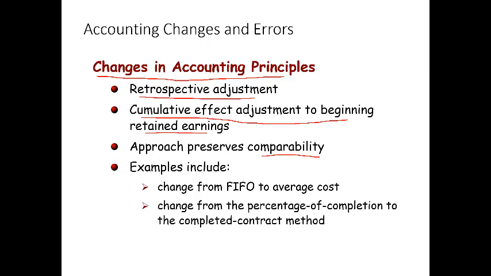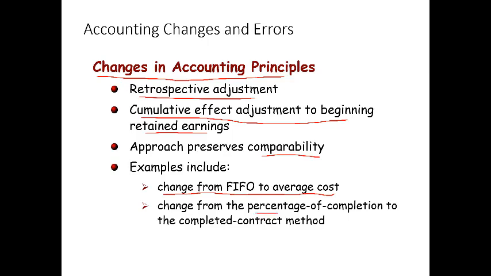So again, I kind of talked about that. Here are some examples. If you changed from FIFO to average cost in the way that you deal with your inventory, we'll talk about inventory in chapters to come. If we change the way that we account for our inventory, then we have to go back and change the way we account for inventory in prior years and show how that would have been reported last year. So you can compare this year to last year.